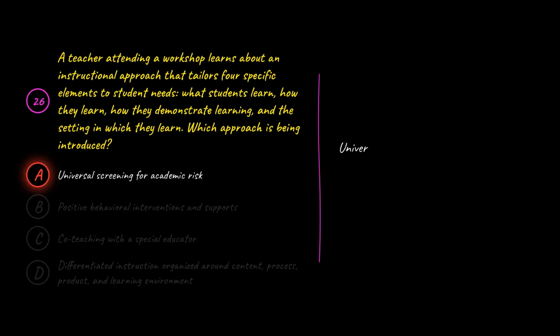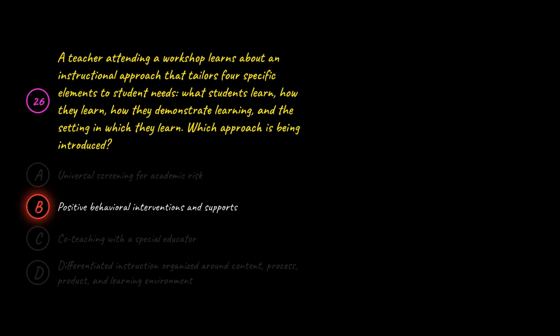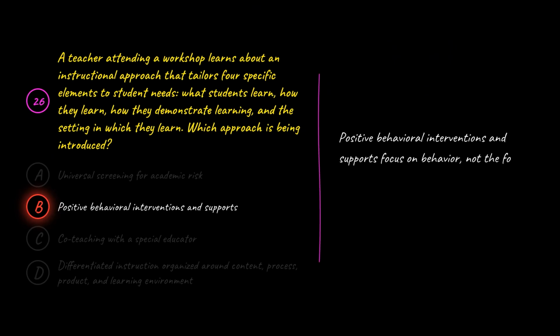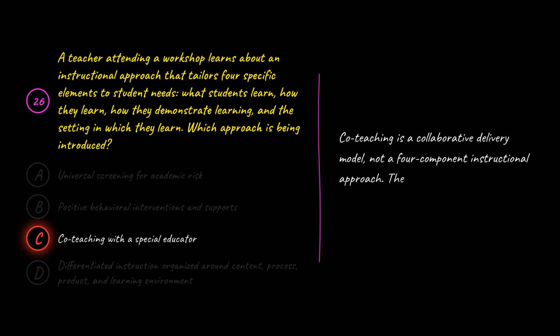A is wrong because universal screening is an assessment activity for identifying risk. It is not a 4-component instructional approach. B is wrong because positive behavioral interventions and supports focus on behavior, not the 4 components named. They are not what the workshop is introducing. C is wrong because co-teaching is a collaborative delivery model, not a 4-component instructional approach. The components listed match differentiated instruction.